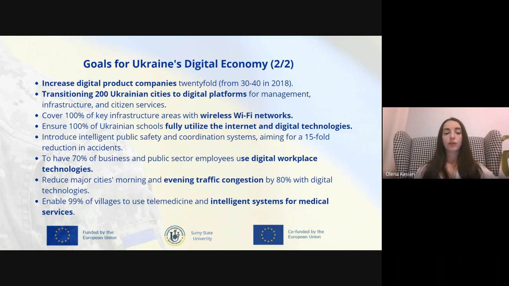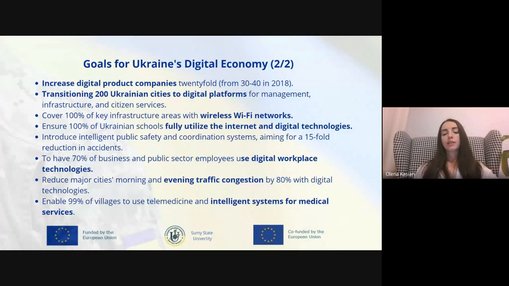So the transportation: 100% of key transportation infrastructure, nodal tourist routes, nature reserves, cultural and historical sites, leisure and recreation areas should be covered by wireless Wi-Fi network, because Wi-Fi is necessary to create a great digital economy. Without Wi-Fi, we won't have that great opportunity. Also, they put in as a goal 100% of Ukrainian schools should be fully equipped with the internet and digital technologies in the educational process.